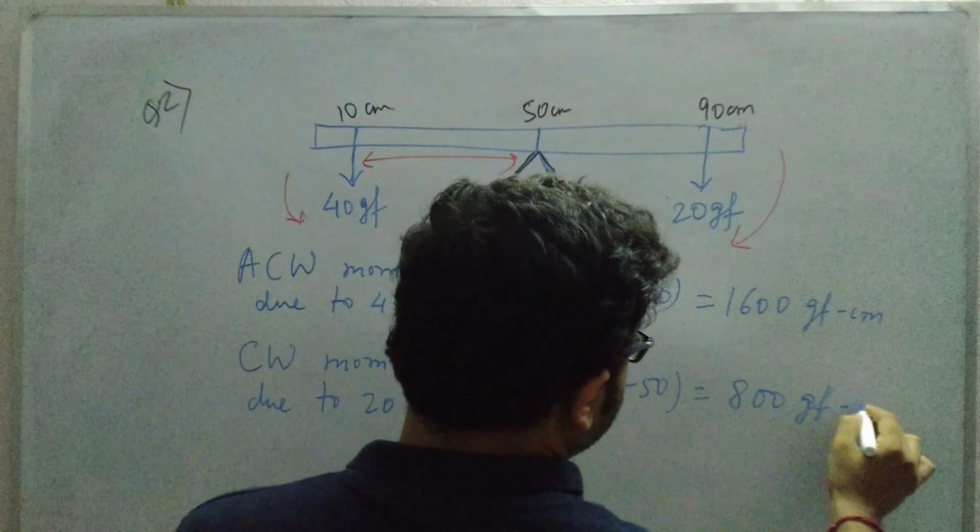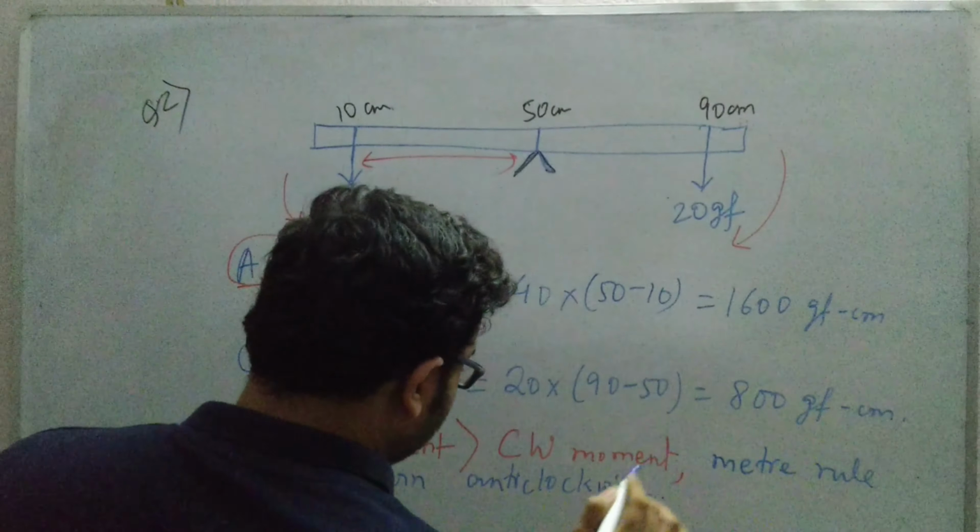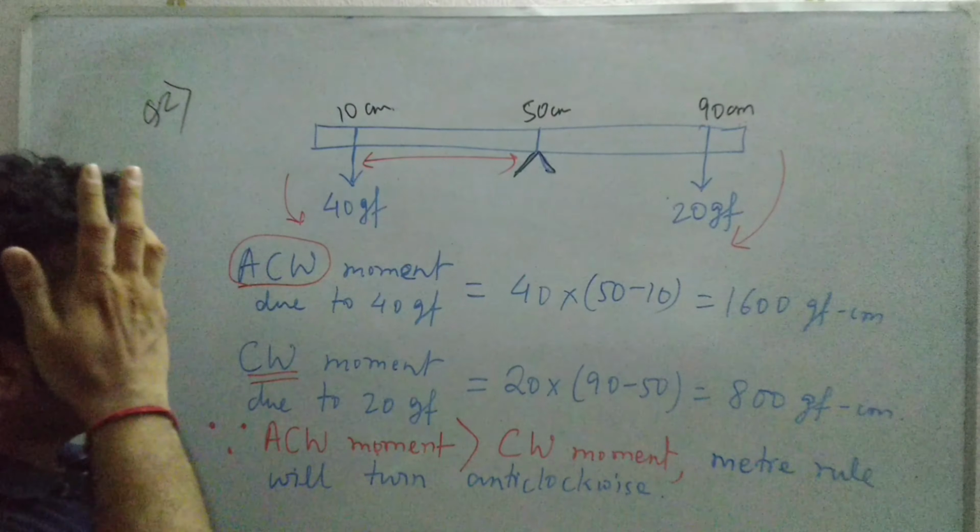So since the anti-clockwise moment is greater than the clockwise moment, obviously the meter rule will turn anti-clockwise. So how will the meter rule turn? The meter rule will turn anti-clockwise. I hope this is clear to you all. The meter rule will turn anti-clockwise.